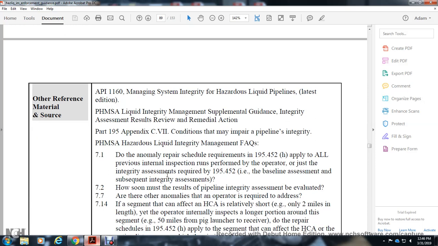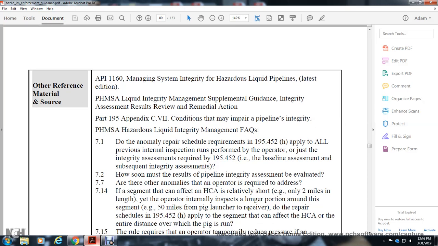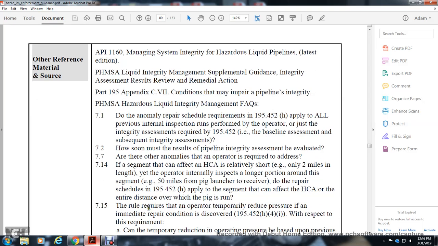Frequently asked questions. 7.1. Does the anomaly repair schedule requirement of 195.452(h) apply to all the previous internal inspections of the operator during the integrity assessment required in 195.452 baseline and subsequent integrity assessments? How are the results of the pipeline integrity assessment evaluated for the other anomalies the operator is required to address? With a segment of the high consequence area that is relatively short, only 2 miles, if the operator only does internal inspection of a portion of the segment from the pig launcher to the receiver, does the repair requirement of 195.452(h) apply to the segment with a high consequence area over the distance of the pig run?